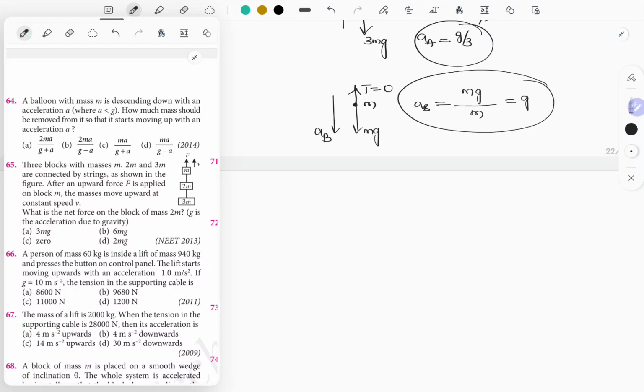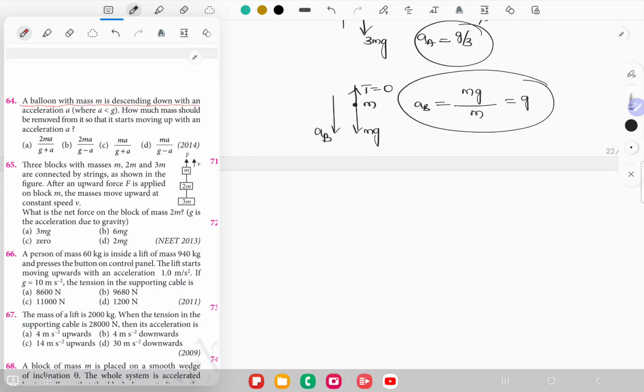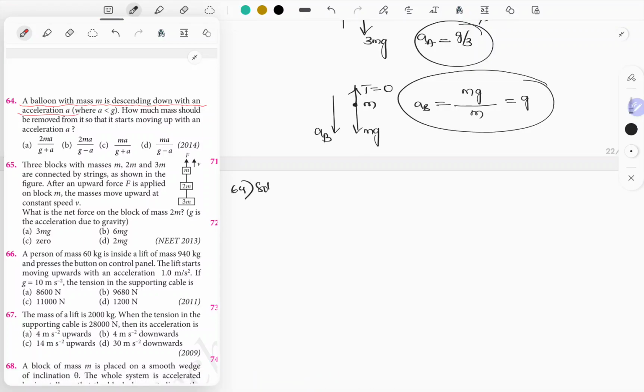Next, question number 64. A balloon with mass m is descending down with an acceleration a. Question number 64 solution. Let me represent a balloon, and it is descending down with an acceleration a. Its mass is m. Its weight is going to be downward, which is represented as mg.